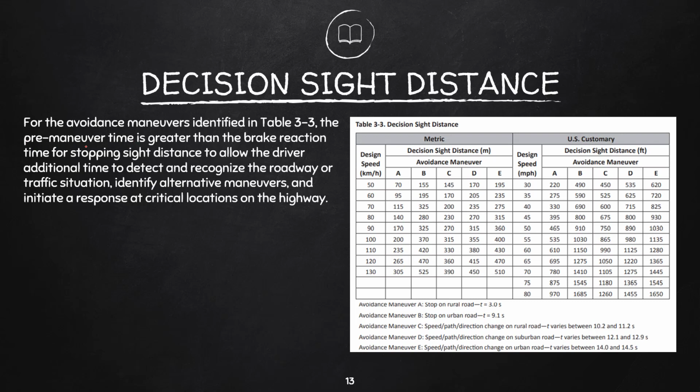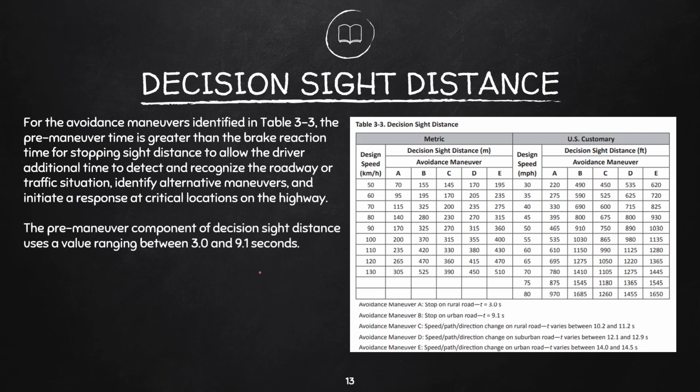Okay? Pre-maneuver time is the counterpart of the brake reaction time in stopping sight distance. So we give more time for the driver to be able to assess the situation on whether the perceived object is really an obstruction or it will really cause an accident, and for the driver also to have more time in deciding on what alternative maneuvers to do.